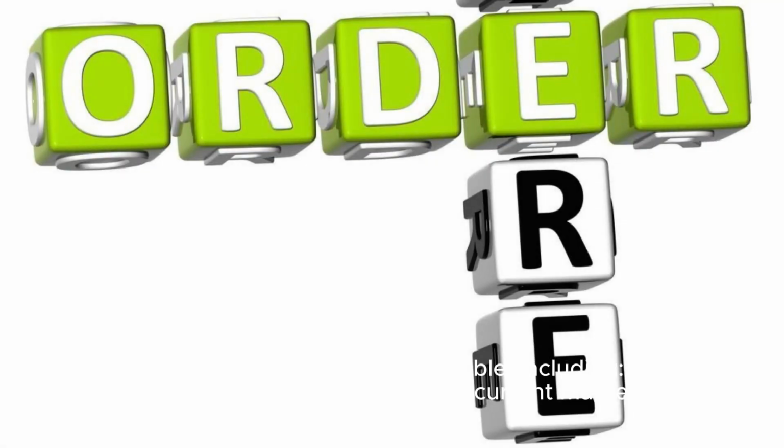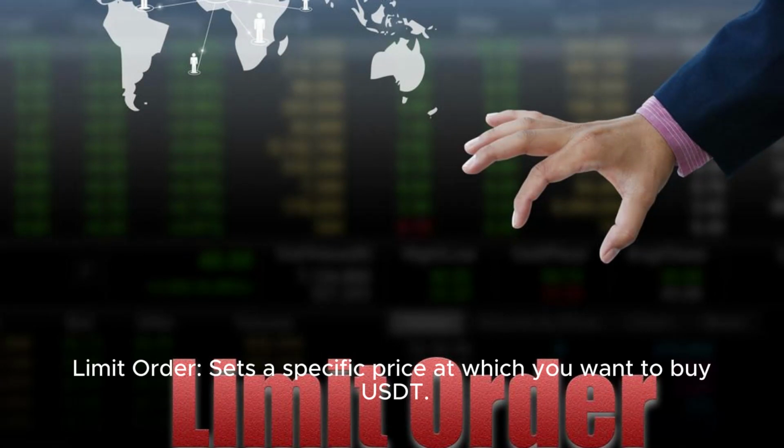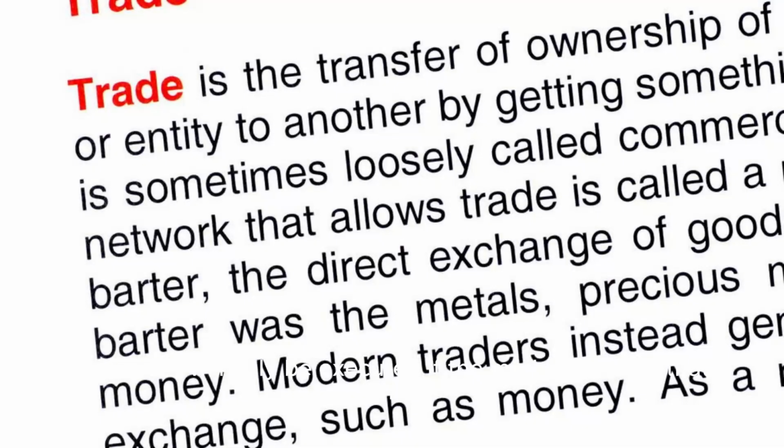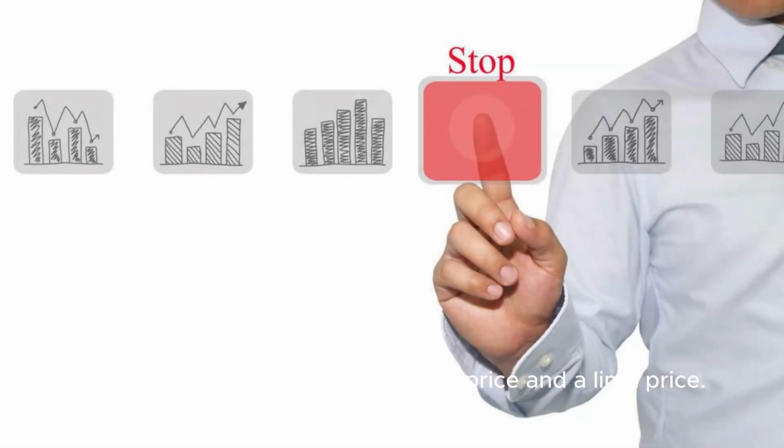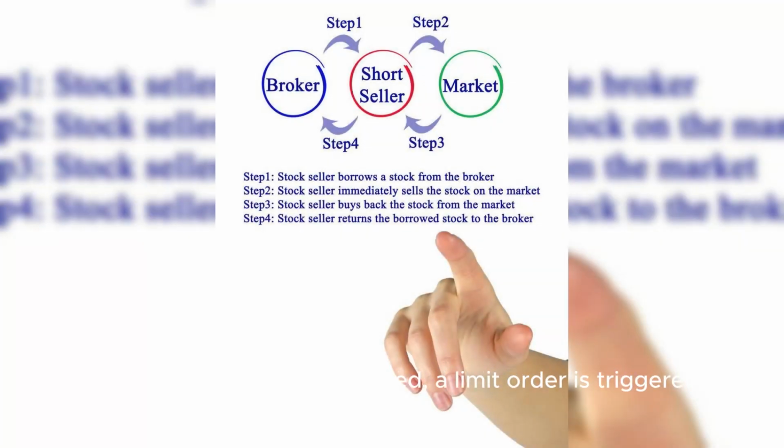Choose order type. Select the type of order you want to place. There are several order types available, including market order, which executes immediately at the current market price. Limit order sets a specific price at which you want to buy USDT. The order will only be executed if the market reaches that price. Stop limit order combines a stop price and a limit price. When the stop price is reached, a limit order is triggered.